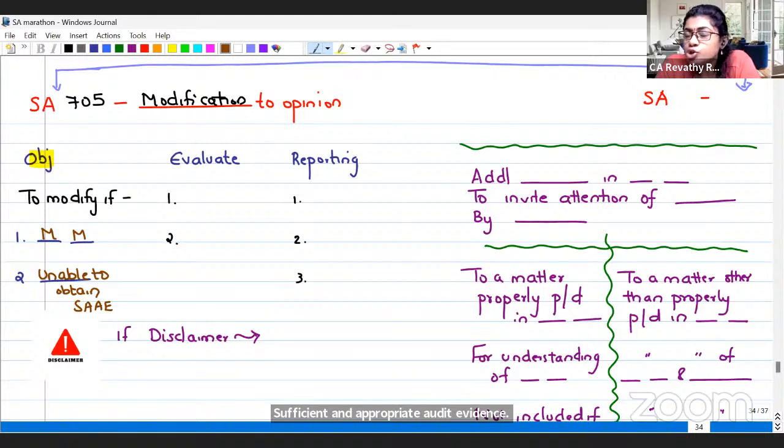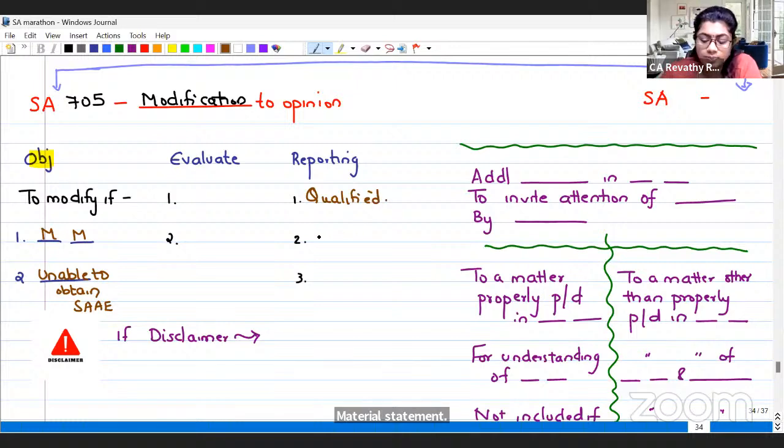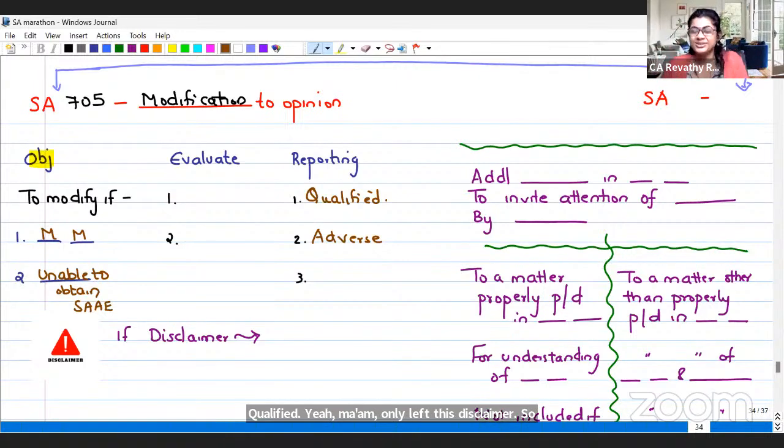Now, guys, can you say which opinion you will give? Material misstatement, not pervasive. Which opinion? Qualified. Material misstatement, pervasive. Adverse. Unavailability of evidence, not pervasive. Qualified. And unavailability of evidence, pervasive. Disclaimer.